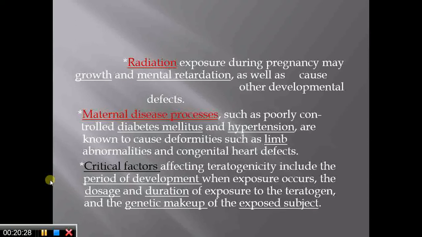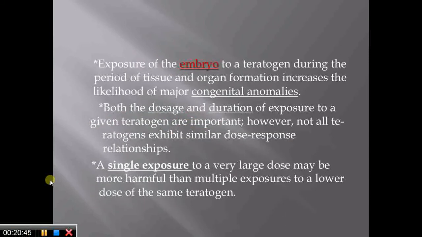Critical factors affecting teratogenicity include the period of development when exposure occurs, the dosage and duration of exposure to the teratogen, and the genetic makeup of the exposed subject. Exposure of the embryo to a teratogen during the period of tissue and organ formation increases the likelihood of major congenital anomalies. Both the dosage and duration of exposure to a given teratogen are important, however, not all teratogens exhibit similar dose-response relationships. A single exposure to a very large dose may be more harmful than multiple exposures to a lower dose of the same teratogen.